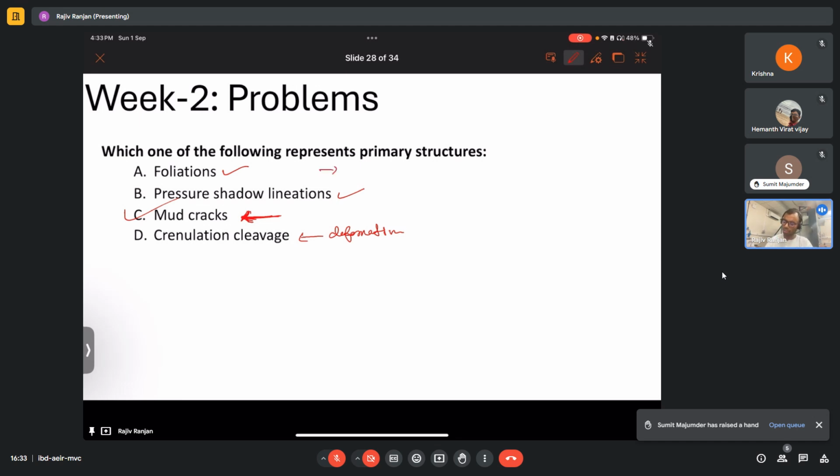If you specifically talk about S naught, then you can say that is bedding, and that will be a primary structure, primary in nature. But since here it's generalized as foliations, we cannot consider this. So that is why option C is correct.